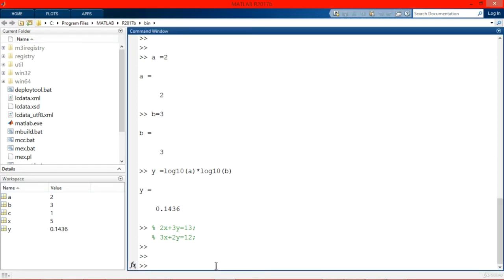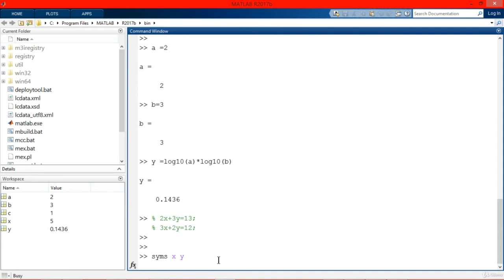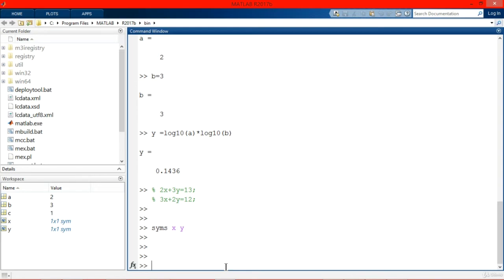To complete this equation, we need four steps, and the first step is to tell MATLAB what symbols I am using in my equation. This equation contains x and y, so by using syms, I can declare x and y as symbols. Next step is to convert these equations into variables.